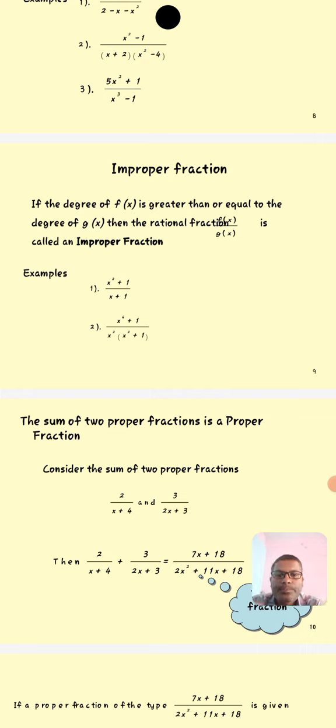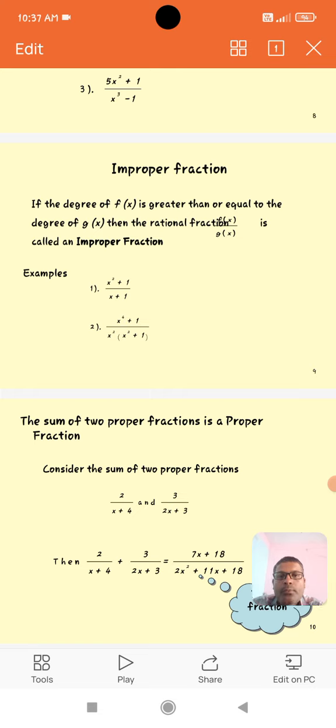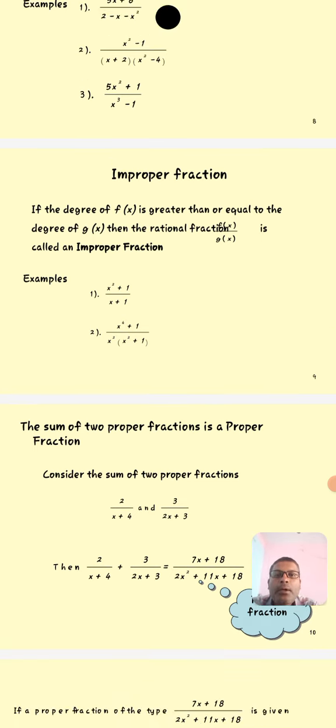Now we go to the second example. x power 4 plus 1 divided by x square into x square plus 1. You observe clearly here the numerator degree is 4. The denominator degree is also equal to 4. What is the definition of the improper fraction? The numerator degree is greater than or equal. In the second example the degree of f of x and the degree of g of x are the same, both equal. So this is also called an improper fraction. The definition of improper is the degree of f of x is greater than or equal to the degree of g of x. Are you clear? So we know how to define the proper fraction and also the improper fraction.